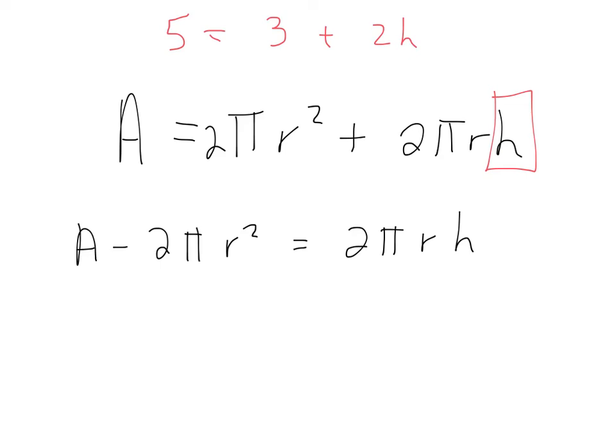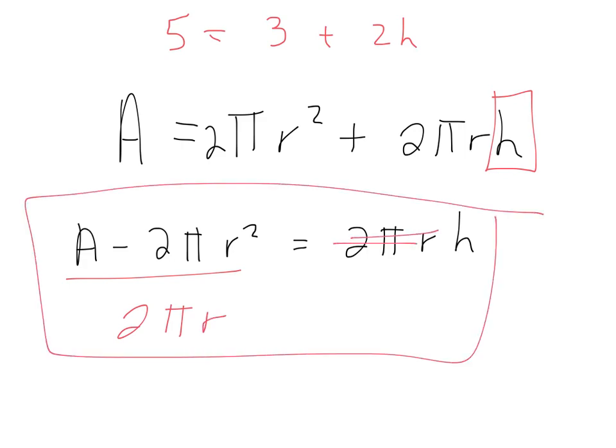Look at the line above. 5 is now a. 3 is now this entire expression. 2 is really this entire coefficient. How would you solve the top? You'd subtract 3, right? So subtract the 2 pi r squared over. Then once you subtracted the 3 up top, you would divide by the 2 in front of the h. Now you have a 2 pi r in front, so divide by 2 pi r. And that's the expression for h. Okay, so knowing how to do that.